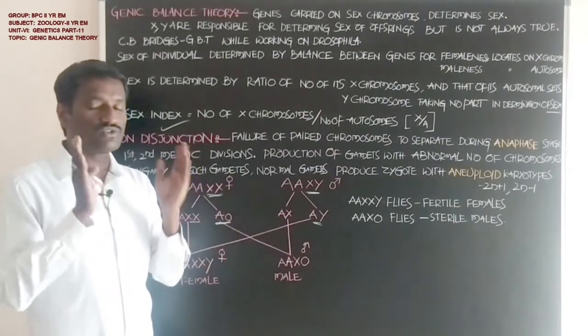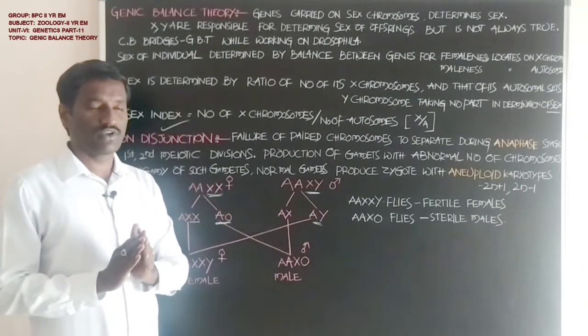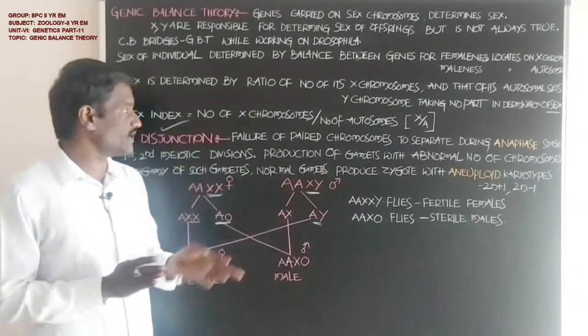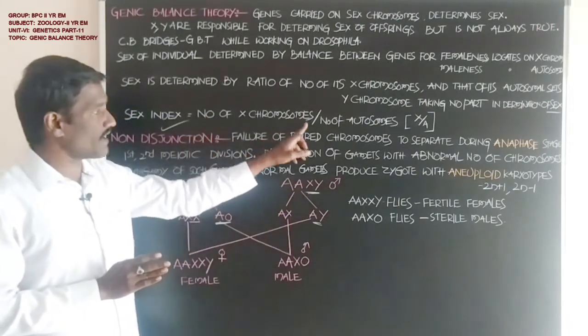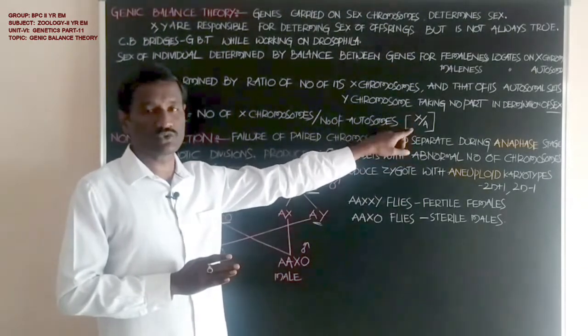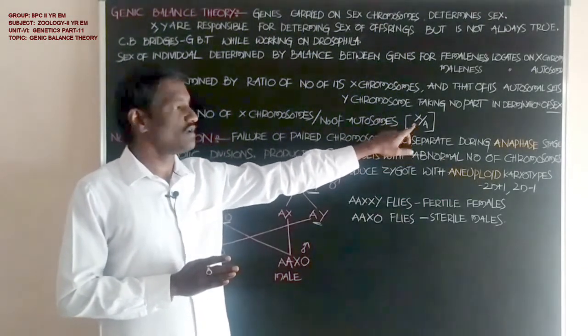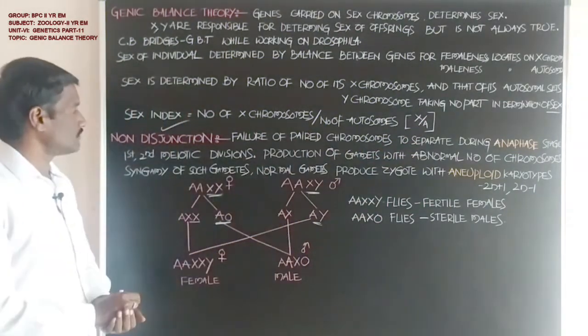Students, he also gave a sex index that determines the sex of the offsprings. Sex index is equal to the number of X chromosomes divided by the number of autosomes, the X by A ratio. Sex index is equal to the X by A ratio. That value gives the sex of the offsprings.